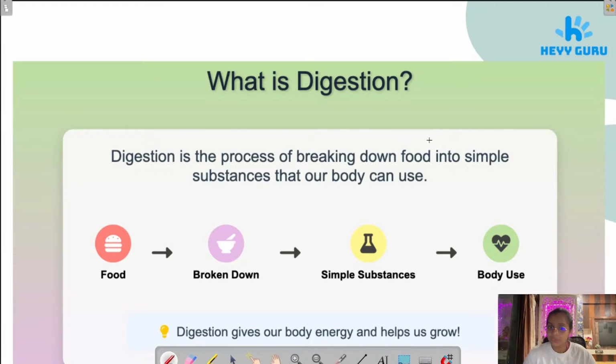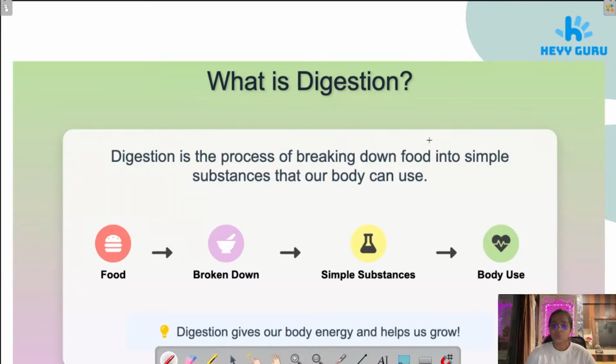Now we are moving forward to what is digestion. We are going to look at what digestion is. Do you know what digestion is? Yes. So let me tell you. Let me give you a hint. When you eat something, it goes to your stomach. You feel hungry, then you eat, then your stomach gets full. But what happens to that food?